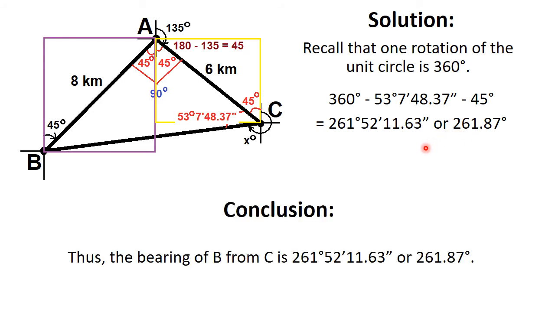Therefore, the bearing of B from C is 261 degrees 52 minutes and 11.63 seconds, or 261.87 degrees. By the way, I use two notations in giving the values of angles because some books use the notation of degrees in decimal form only instead of the degree minute second notation.